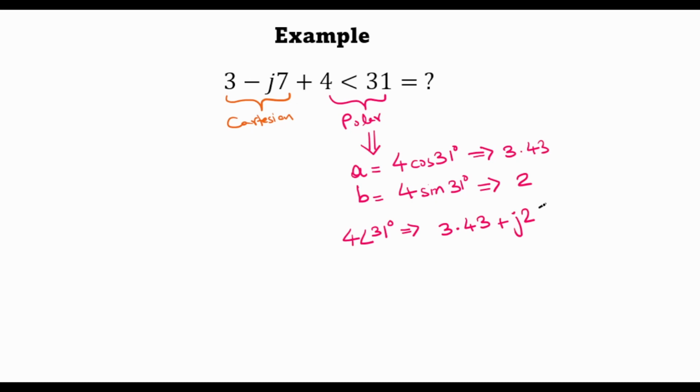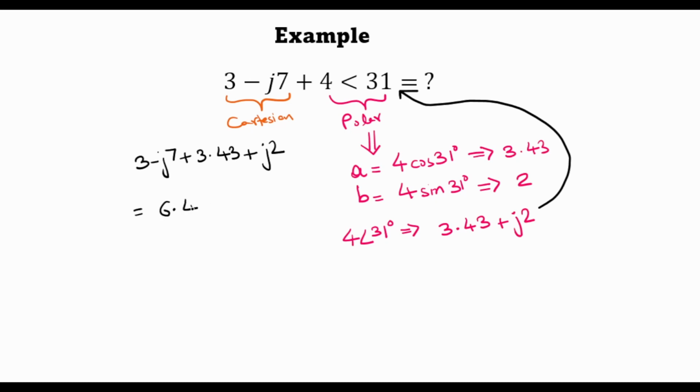Now substituting this value back into this equation, we can write the whole equation as 3 minus j7 plus 3.43 plus j times 2, which equals 6.43 minus j times 5. Now this is the solution in the Cartesian domain.